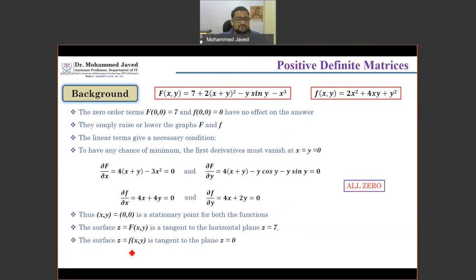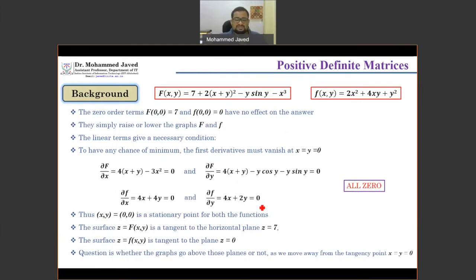Now, the surface z equal to small f(x, y) is tangent to the plane at 0. Because this gives 0, and this gives 7 when you substitute 0, the tangent plane will be z equal to 0 and z equal to 7 in these functions. So the question now is about the graphs.